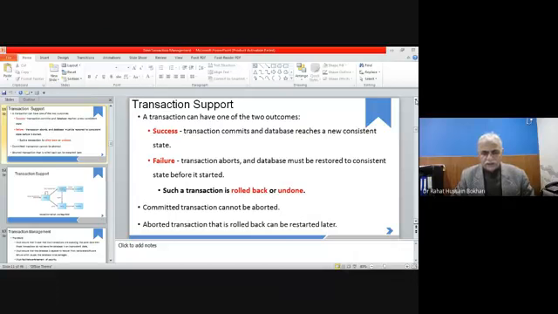Regarding transaction support, we have two outcomes. Whether the transaction is successfully completed, so the transaction commits and the database reaches a new consistent state. We have already told you that whenever a transaction is executed, there may be a change in the state of the database. So if it is successfully committed, the database reaches the next state, and that state must be consistent.